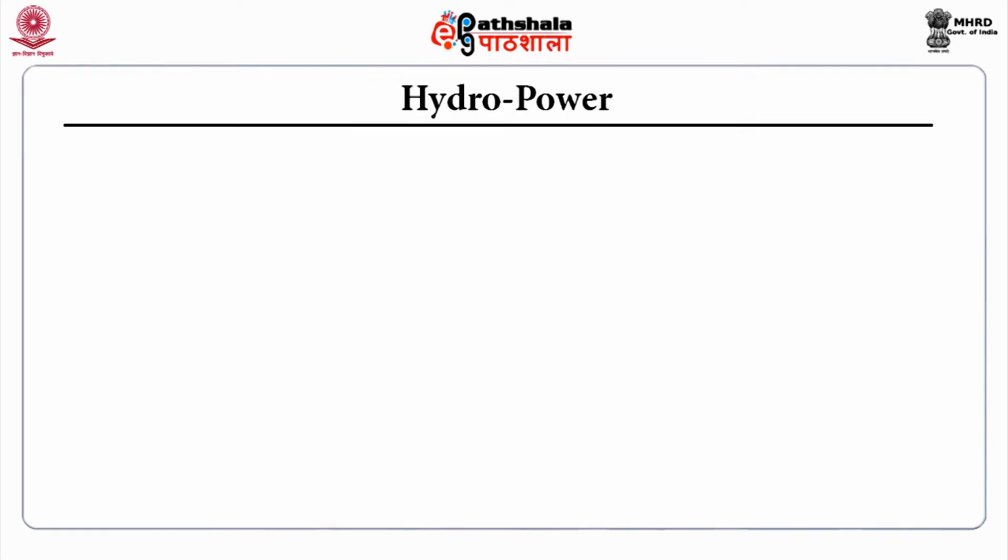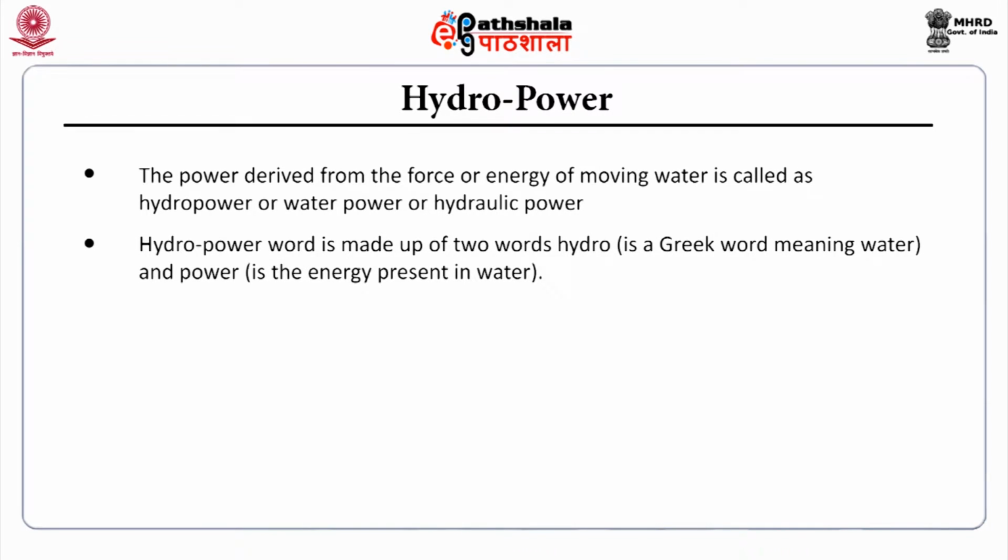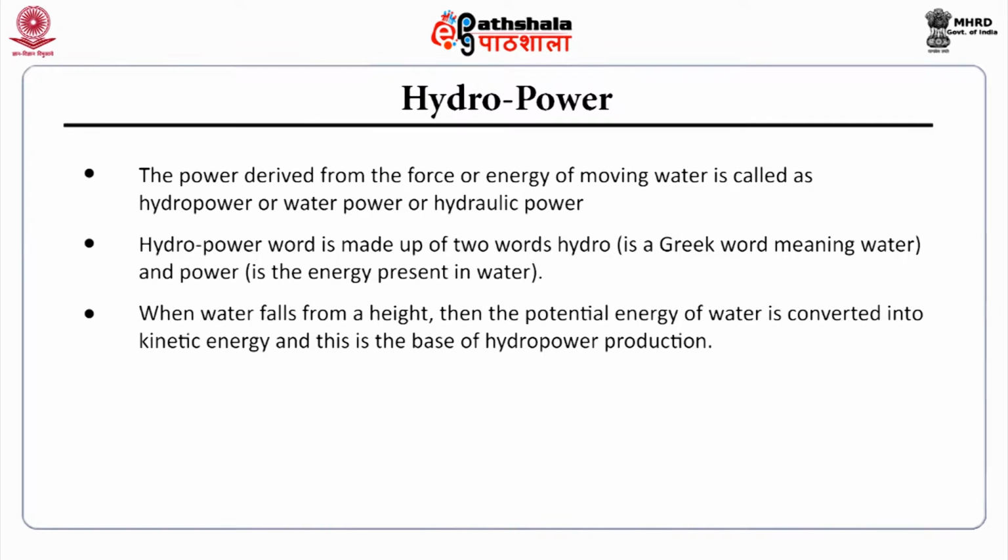So, first of all, what is hydropower? The power derived from the force or energy of moving water is called hydropower, or water power, or hydraulic power. The word hydropower is made up of two words, hydro and power. When water falls from a height, the potential energy of water is converted into kinetic energy, and this is the base of hydropower production.